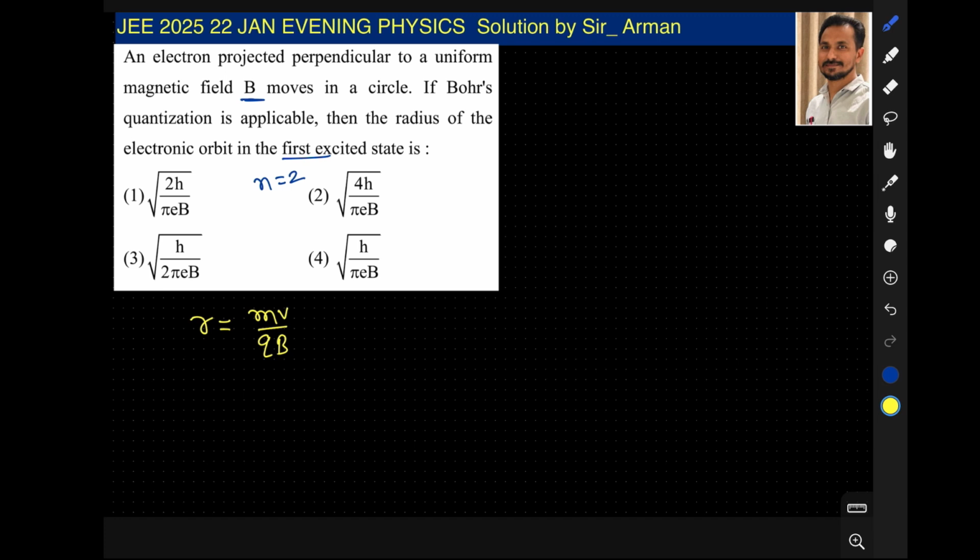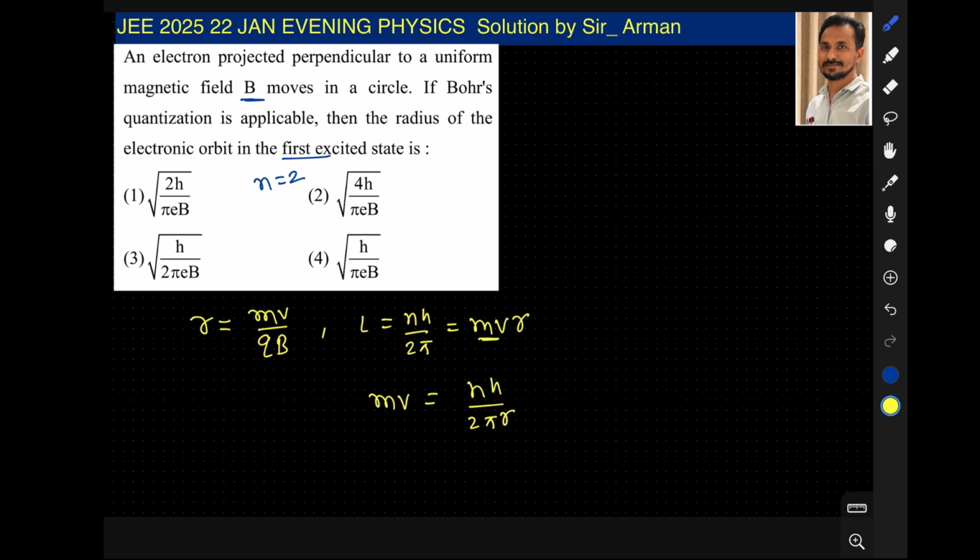और यहाँ दिया है कि Bohr's quantization is applicable. Now what is Bohr's quantization? We know that L is equal to nh by 2 pi. This is the Bohr's quantum condition. Okay, and L is the angular momentum. So L can be rewritten as mvr. Now what we can do is just make mv the subject. So mv is equal to nh by 2 pi r.